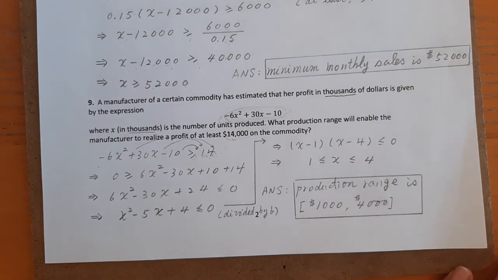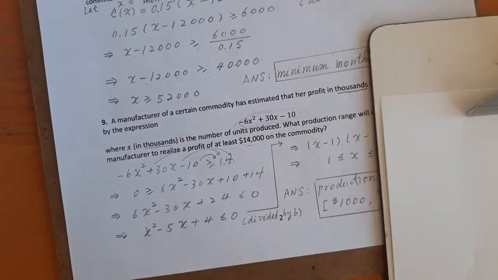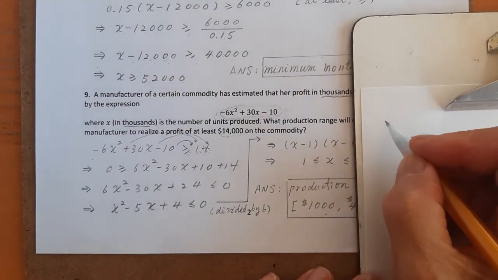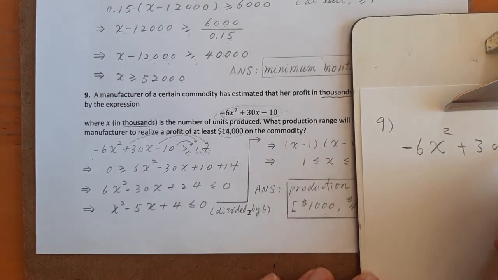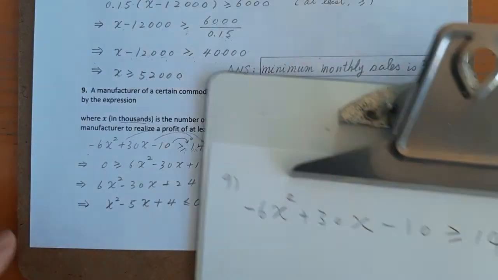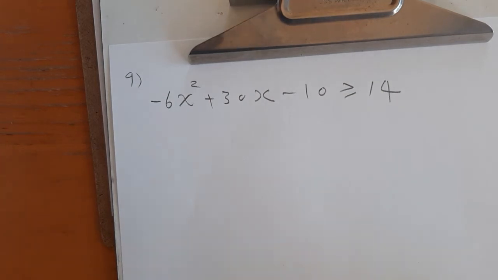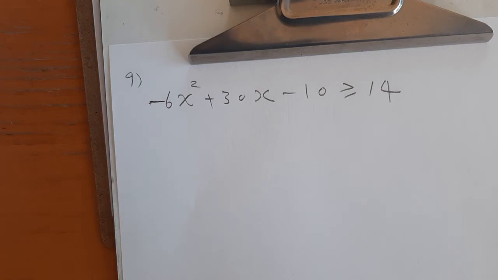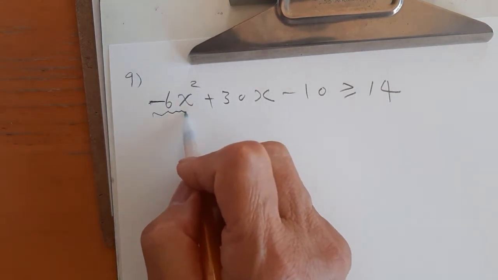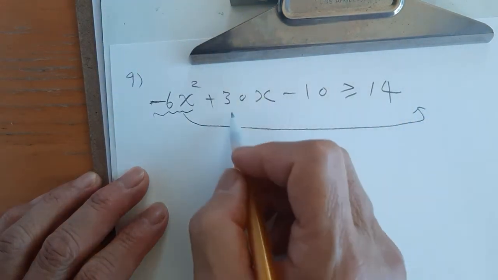How to solve it? You can move all the terms to the left or move all the terms to the right. So it is negative 6x squared plus 30x minus 10 greater than or equal to 14. Solve this inequality. Because this leading coefficient is negative, normally I want to make it positive. So I move the terms to the left, to make it positive.